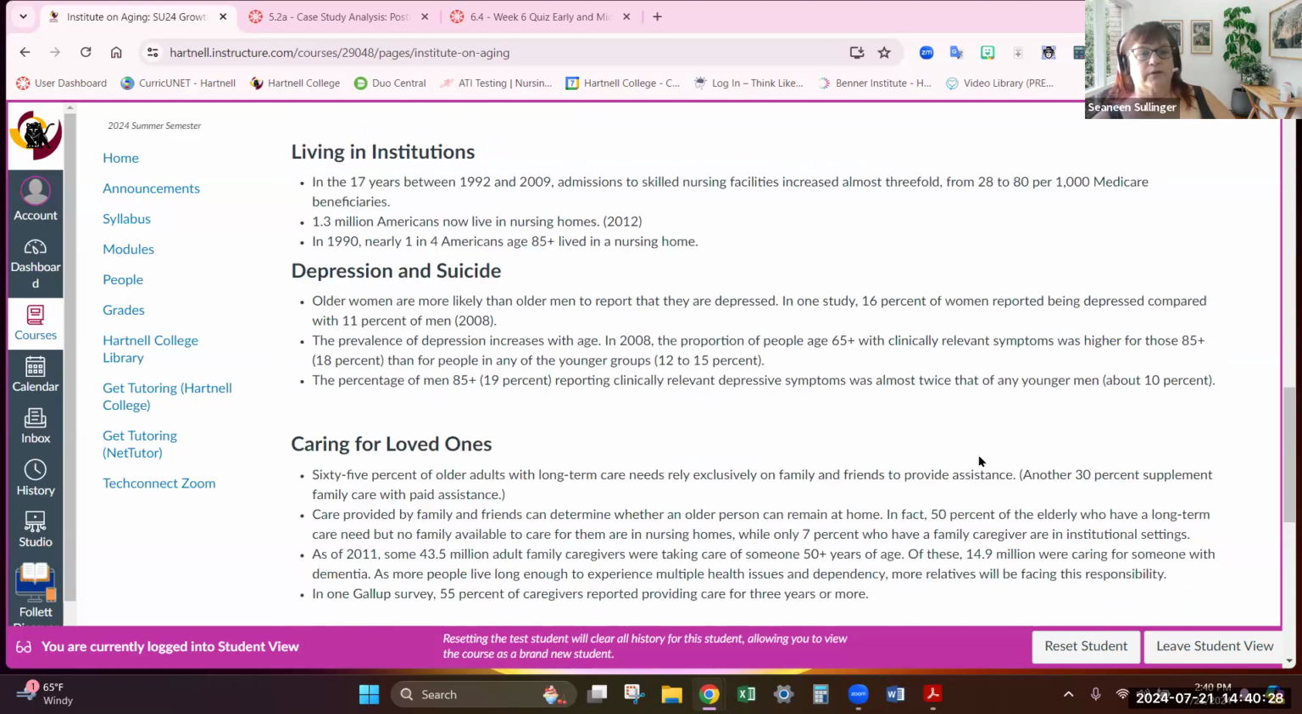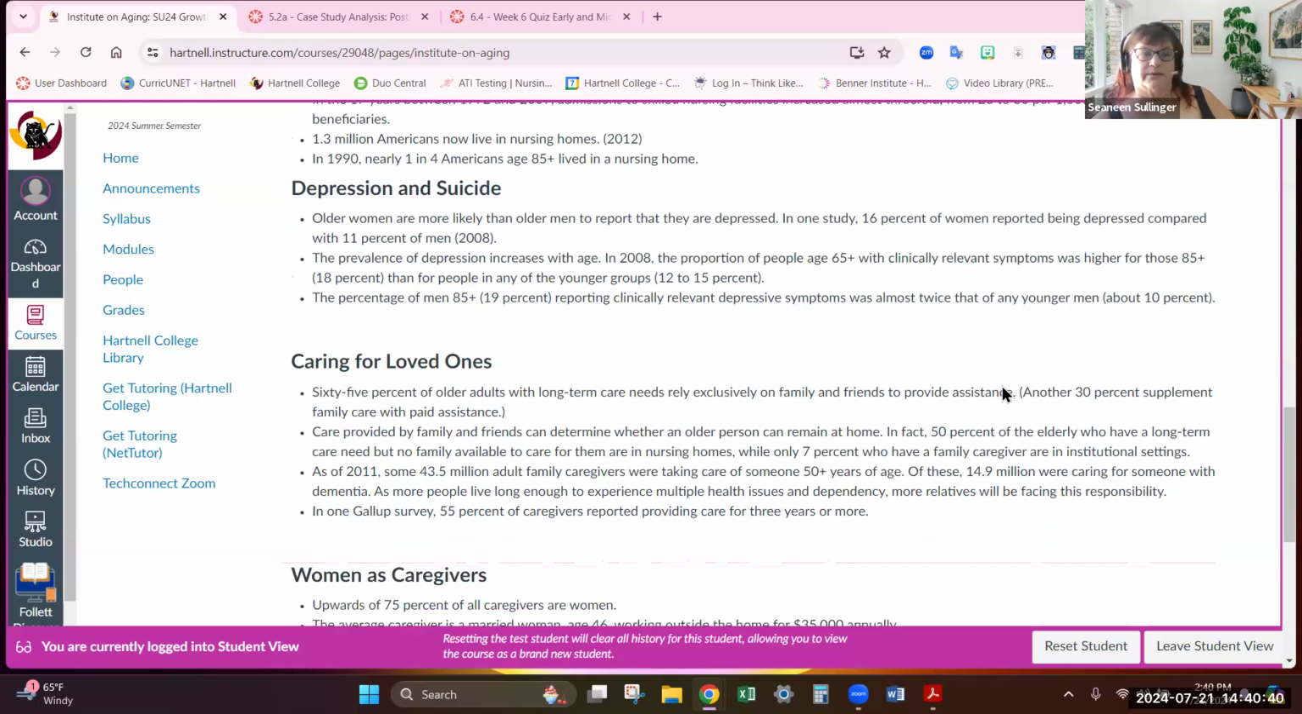And then caring for loved ones. So 65% of older adults with long-term care needs rely exclusively on family and friends to provide assistance. Another 30% supplement family care with paid assistance. So that's a lot of support. And care by the family and friends can determine whether the person can remain at home.